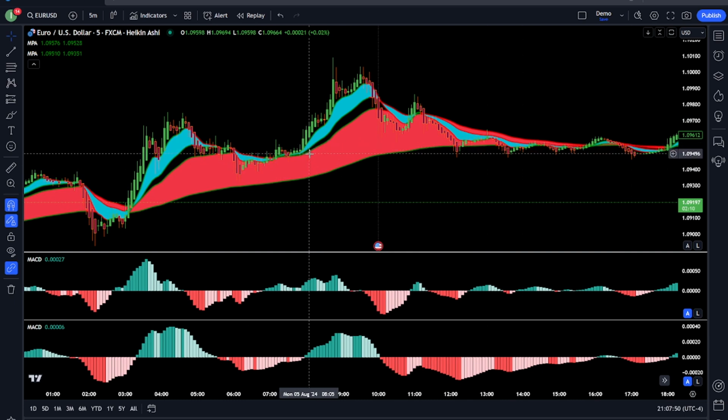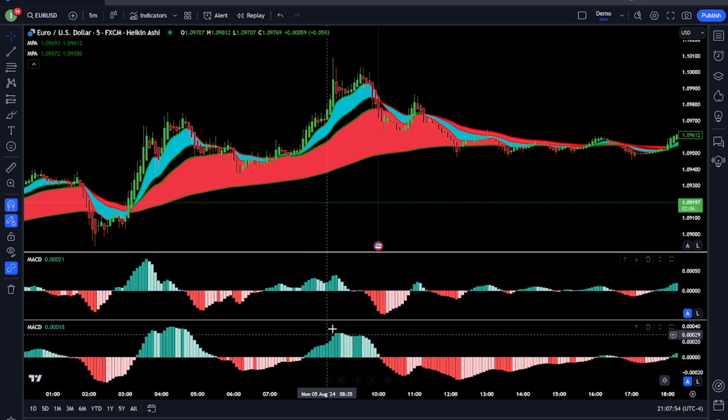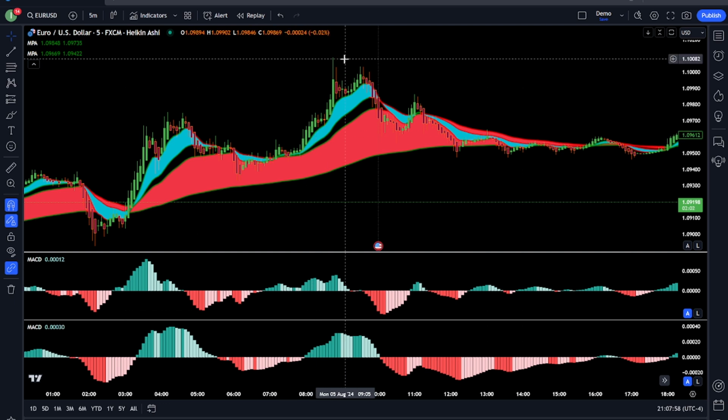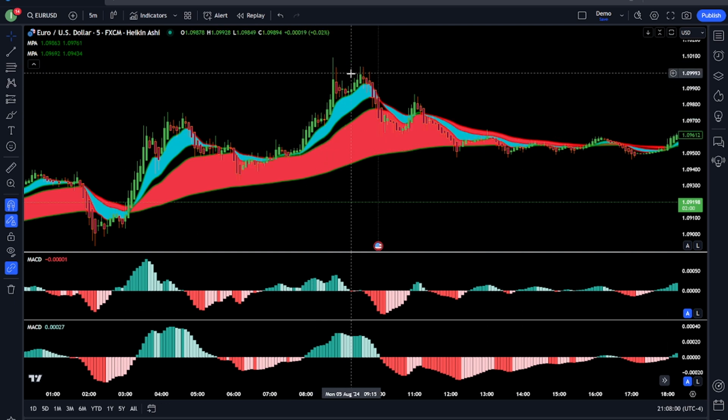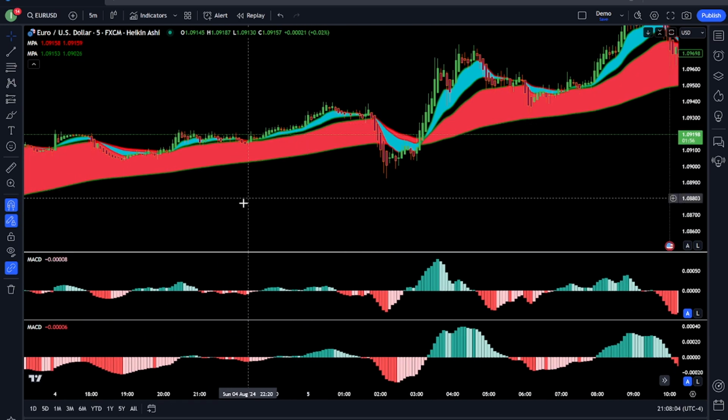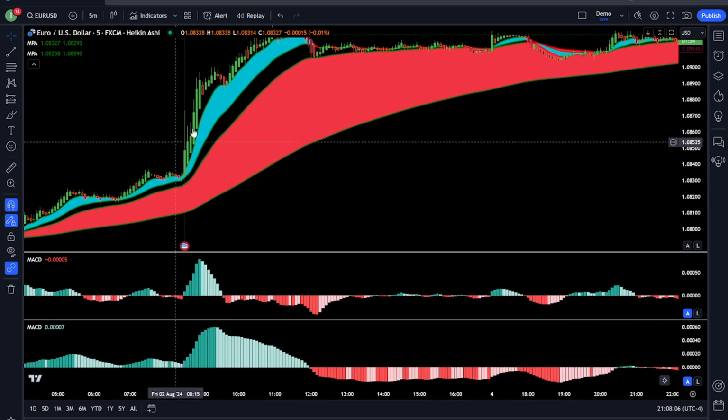Again, here there's a gap forming between the blue cloud and the red cloud, and both the MACDs are green. We'll make another entry here. You see this? Yeah, this is another successful long entry. So we had 1, 2, 3, 4.